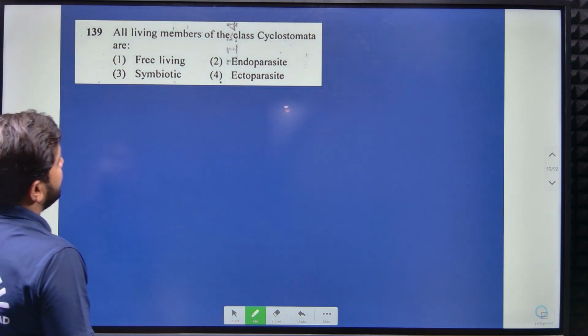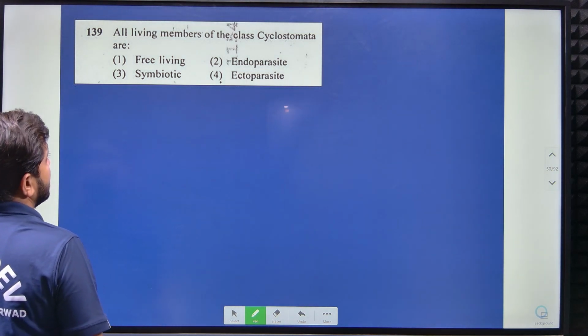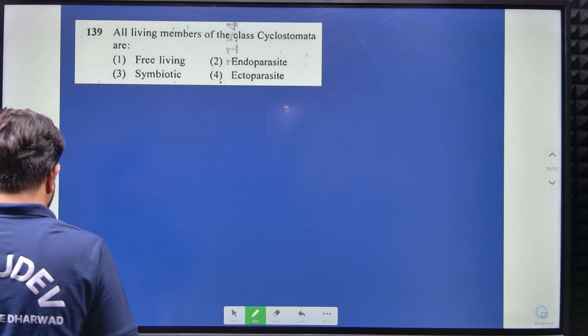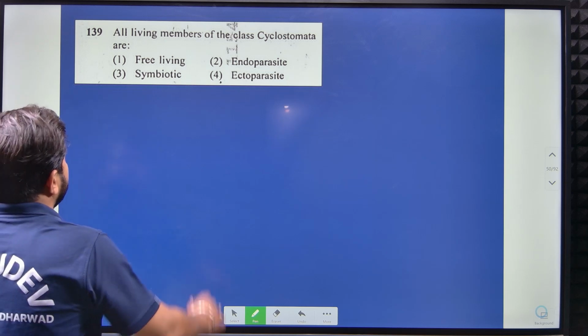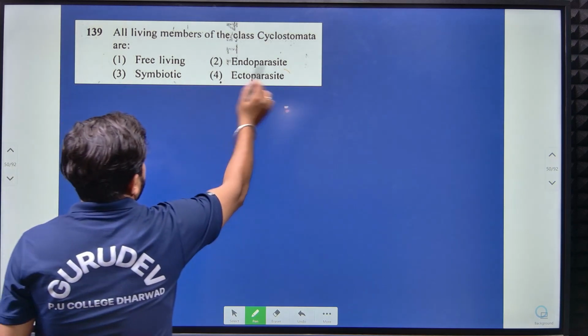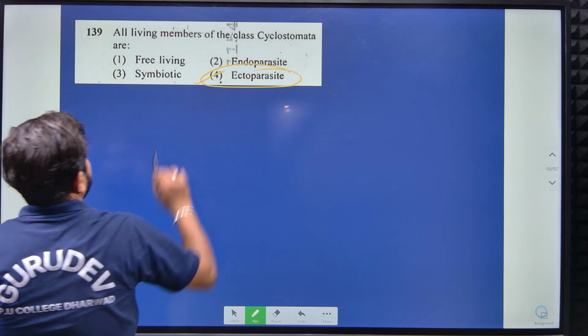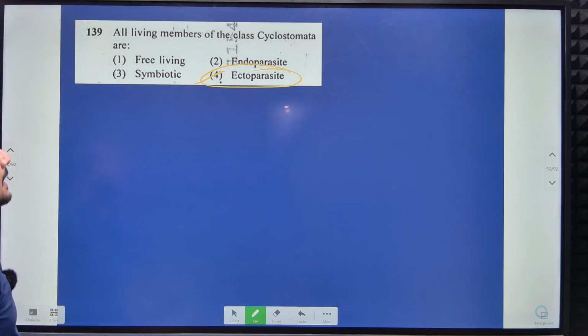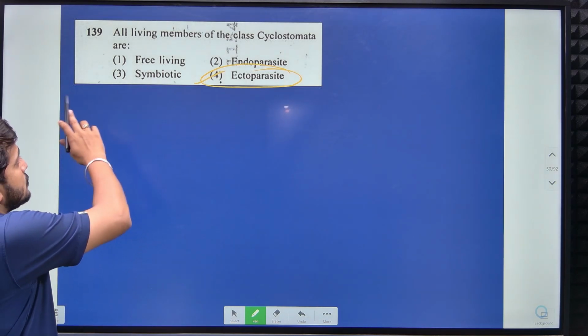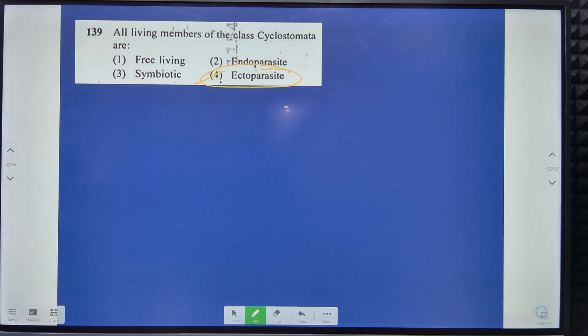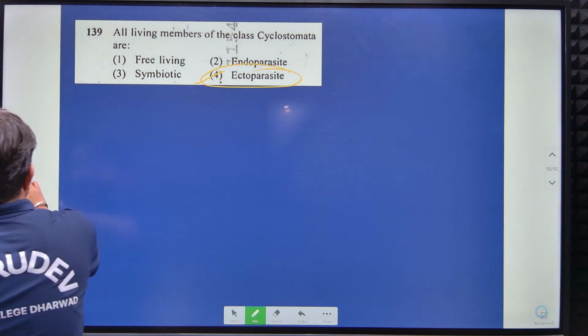Then, all living members of the class Cyclostomata are known to be ectoparasites. Living members of the class Cyclostomata are what? Ectoparasites.